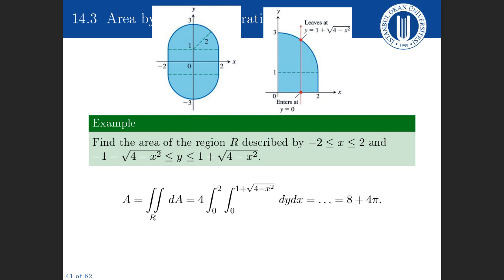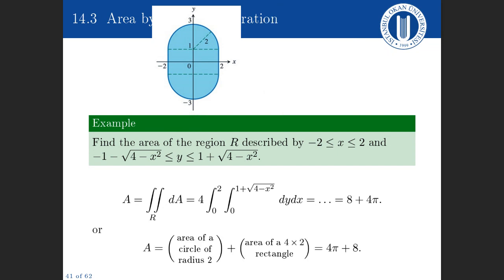There's another way to answer this question. I could say that the area of the region is the area of a circle of radius 2 plus the area of a 4 by 2 rectangle. So 4 pi plus 8.